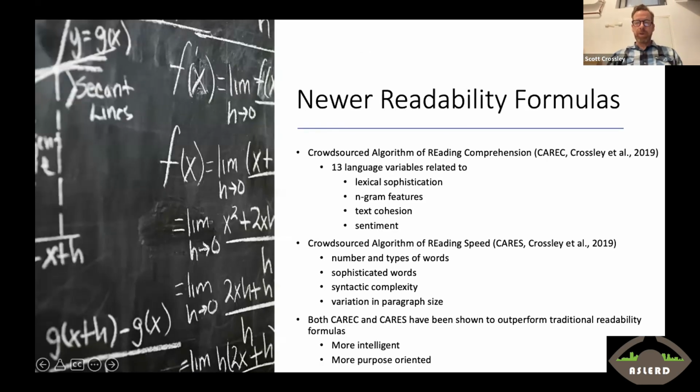All right, so what have we been doing? My team, including Mihai and the audience, we've been developing a number of new readability formulas. And the two that we're going to talk about today are the crowdsourced algorithm for reading comprehension and the crowdsourced algorithm for reading speed. These use more advanced natural language processing features to predict readability. And they also use much larger corpora or text samples to predict readability. And they have been shown generally to outperform traditional readability formulas, hopefully because they're more intelligent and they're more purpose-oriented. And if they outperform traditional readability formulas, then we know, hey, these might be better algorithms from which to provide feedback to select text for readers.